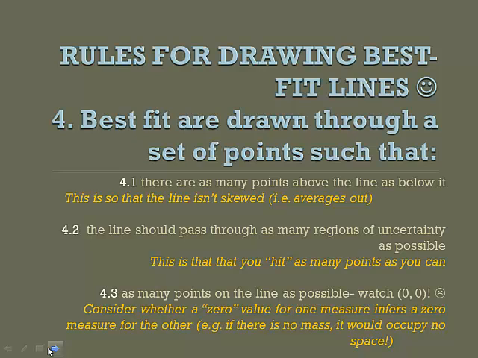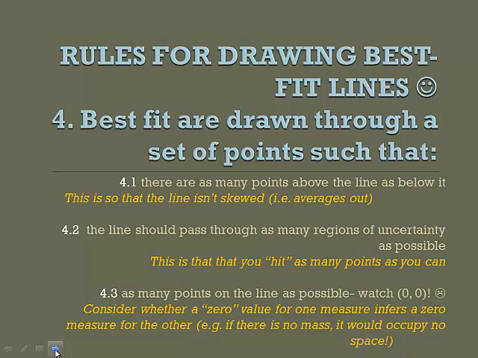If we don't have uncertainty regions, then we're going to draw it through as many points as possible. And three, we want to have as many points on the line as possible, and we need to be careful for whether or not to include 0, 0. So when we're determining whether or not to include the point 0, 0, we need to consider whether a value of 0 on the independent variable necessarily causes a 0 value for the dependent variable. If there's no mass, then it occupies no space, for example. So that would include a 0, 0.